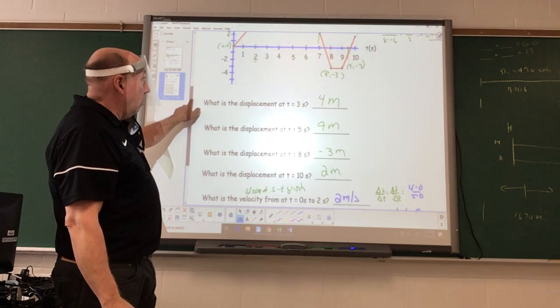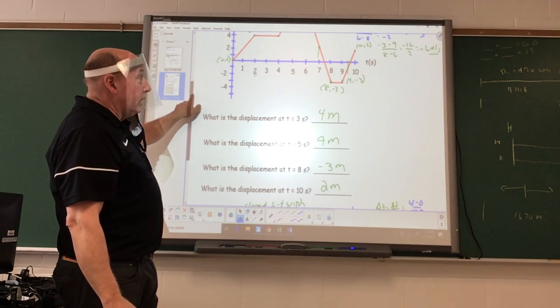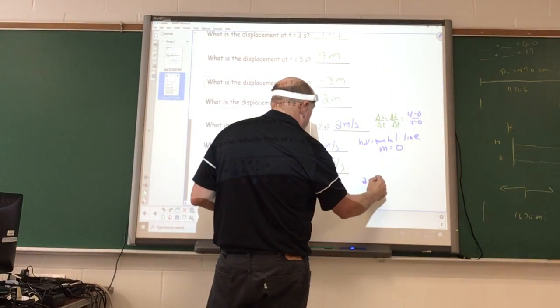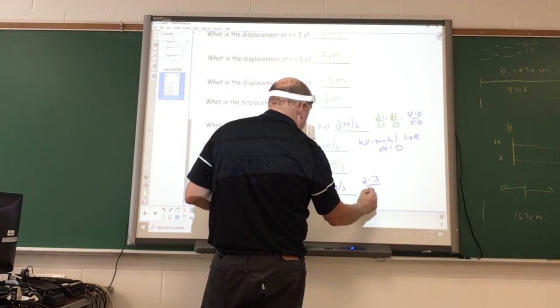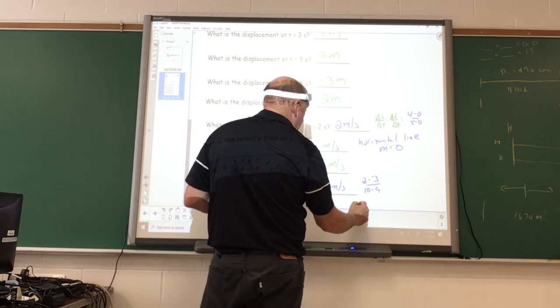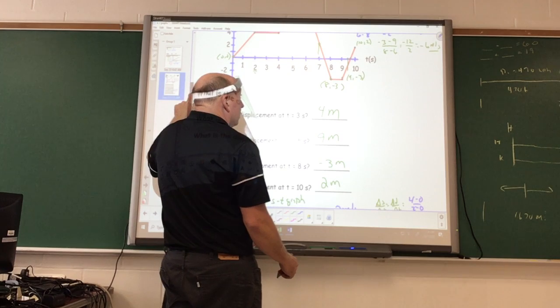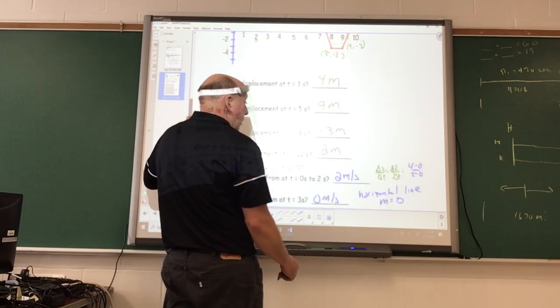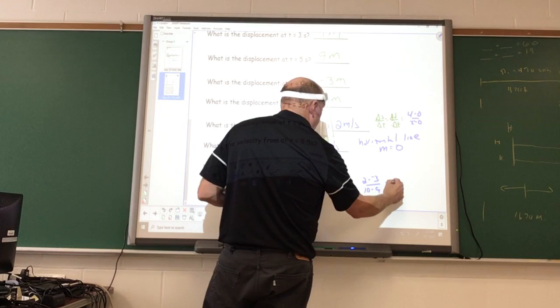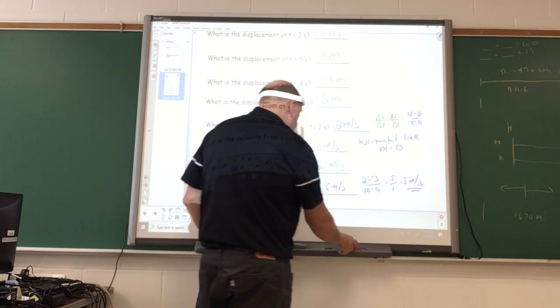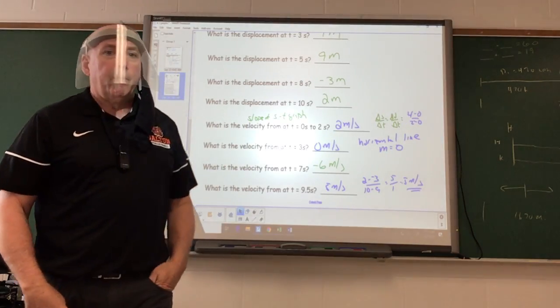Once again, we can go change delta y over delta x. So we have 2 minus a negative 3 over 10 minus 9. Or, I'm sorry, 9 minus 10. Sorry, 10 minus 9. Yeah, very good. So we have 5 over 1, or 5 meters per second with our velocity.